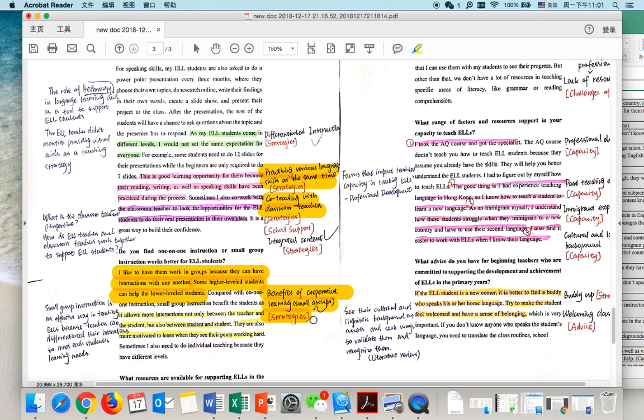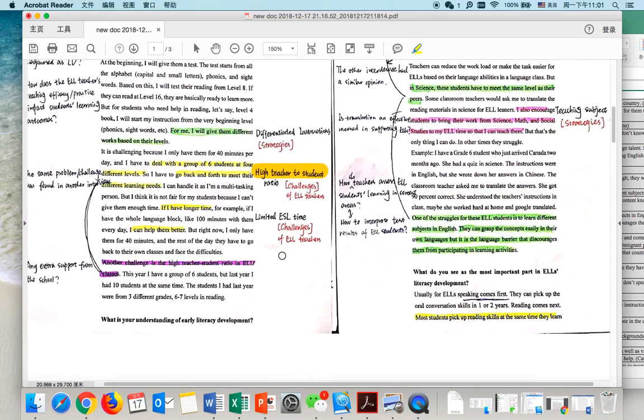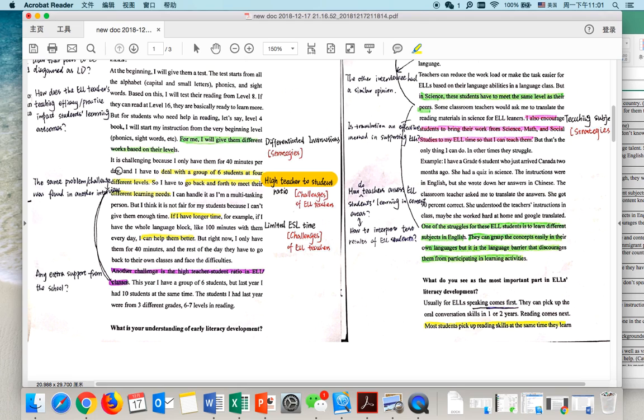I'll show another example. Let's say here, when the teacher said, "I have to deal with a group of 6 students at 4 different levels, so I have to go back and forth to meet their different learning needs." And I found that she talked about the same thing here. "Another challenge is a high teacher-student ratio in ELL classes."